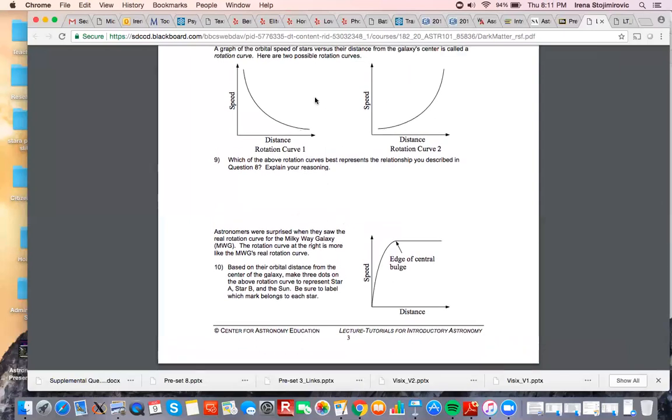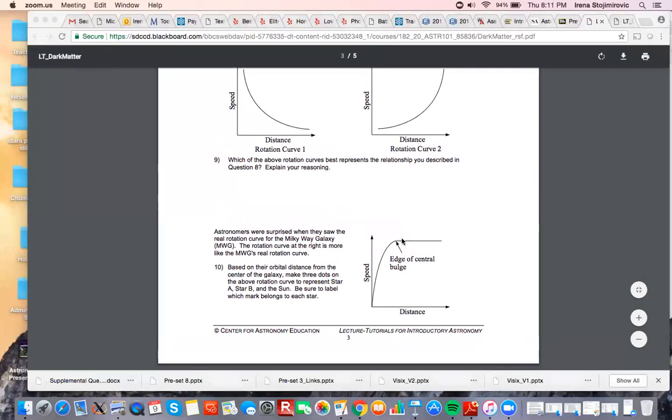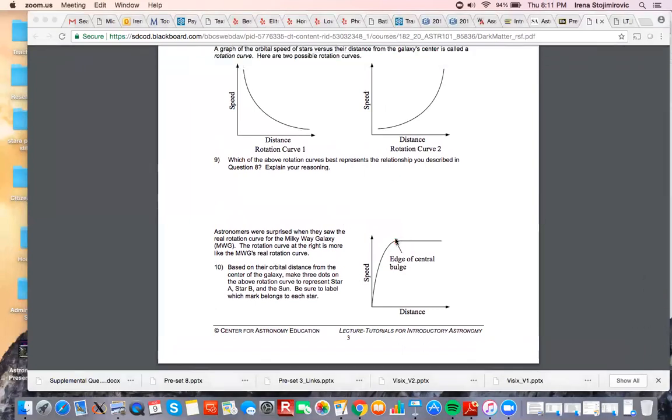Yes, excellent. About halfway between the end of it and star A, I put the sun, and then star B at the very end. Exactly, something like this, right, for the 3 dots. Okay, very great. So I'll clear all. Fine, perfect.